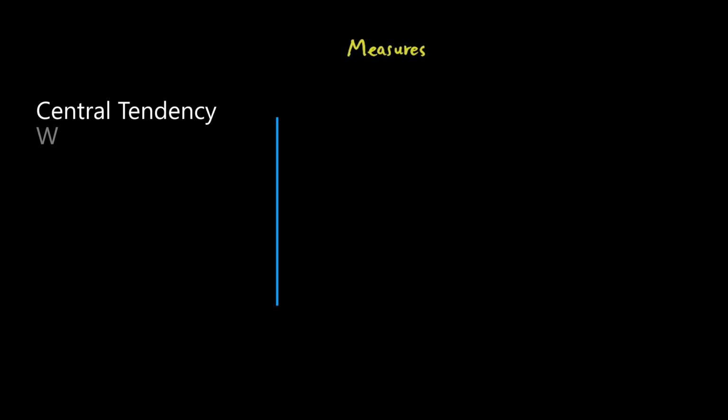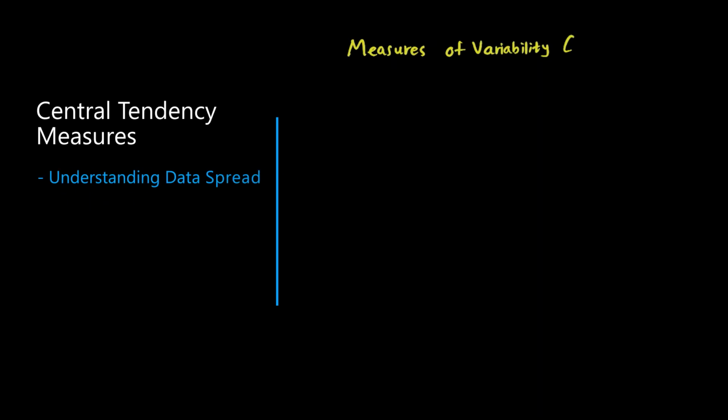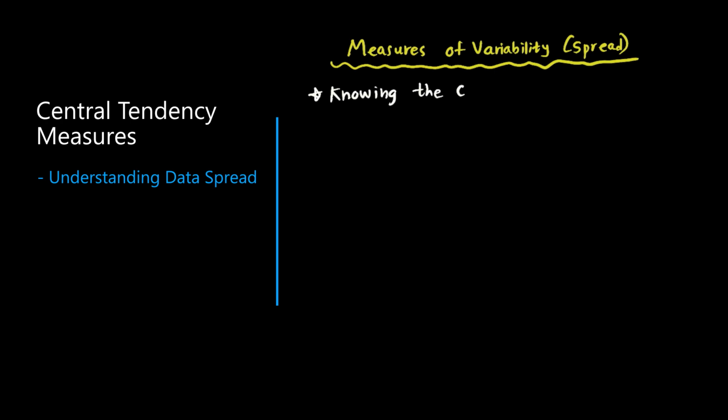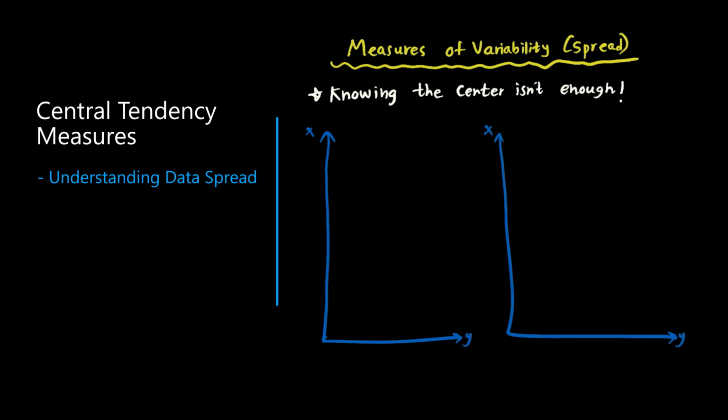Now let's move on to the second big question. How spread out is the data? This is where measures of variability, also called measures of dispersion, come in. Knowing the centre is only half the story.